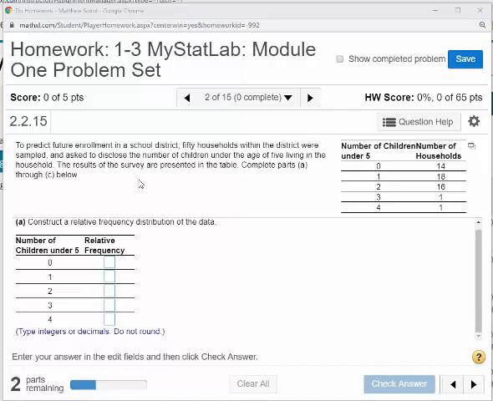Okay, so let's compute parts A through C here. So the first thing I want to do is construct a relative frequency distribution of the data. So this right here is a frequency table. What a relative frequency is, I want to take these numbers and put them as proportions. So the first thing you have to notice is that we have, like we said, 50 households. So to find the relative frequency of each of these, you're going to take the corresponding count or frequency for each of these 0, 1, 2, 3, and 4 and divide it by the total.